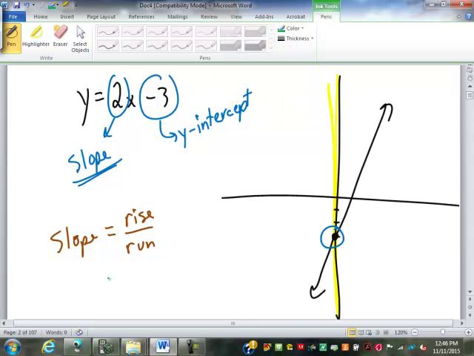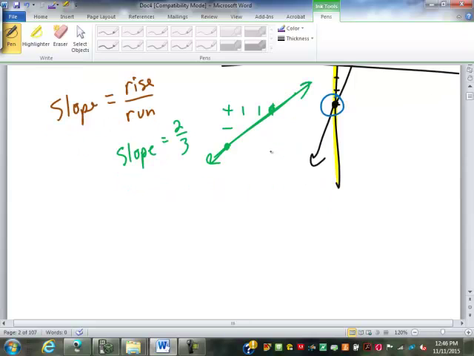So let's say I have a slope of 2/3. What that means is from a starting point, I rise 2 units, that's my 2, and I run 3 units. I'd get a line that looks something like that. That's a slope of 2/3. Does that make sense?